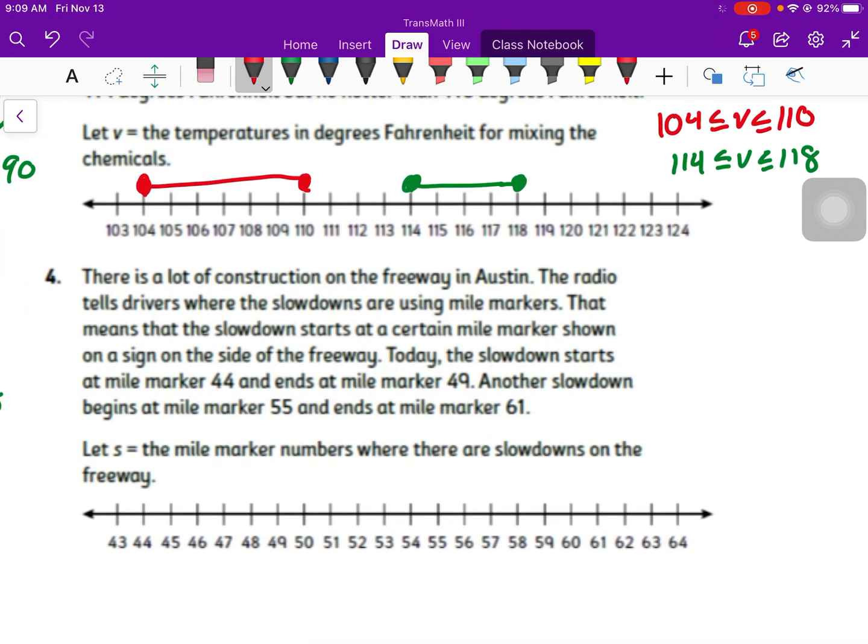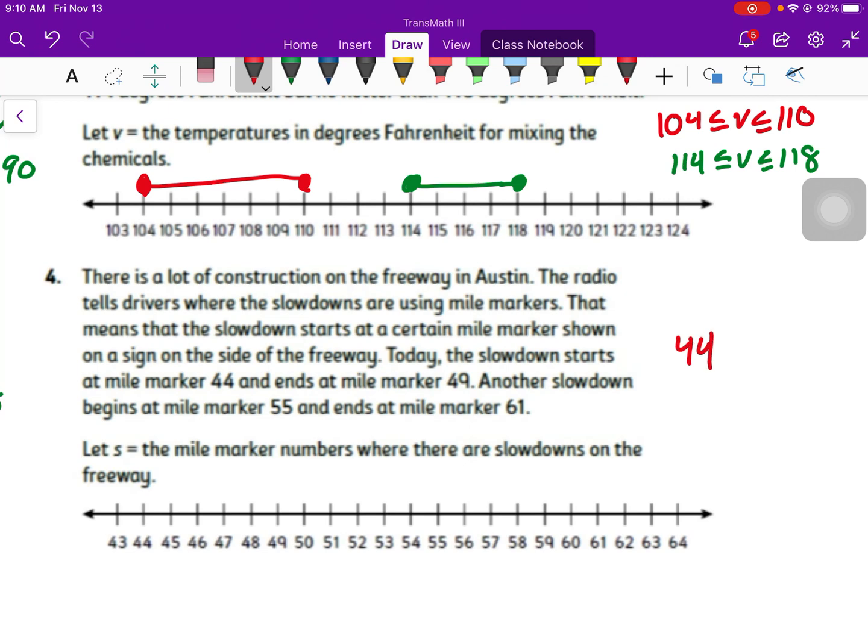Number 4, there's a lot of construction on the freeway in Austin. The radio tells drivers where the slowdowns are using mile markers. That means the slowdown starts at a certain mile marker shown on a sign on the side of the freeway. Today the slowdown starts at mile marker 44 and ends at mile marker 49. So it can be 44 and then it ends at 49. It doesn't actually have that 49th mile. So this is another one where it's kind of confusing and I'm not going to be too picky about it.